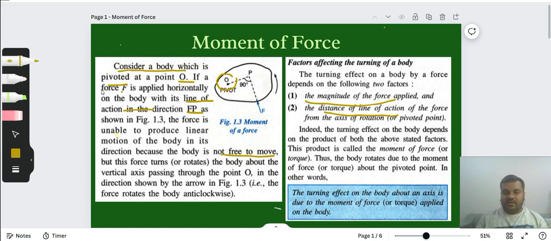The last important point: the turning effect, the rotational effect on the body about the pivoted point O, is due to the moment of force or torque applied on the body. It means whatever the turning effect is, it is due to the moment of force. We will discuss what the moment of force is, or one more name, torque.